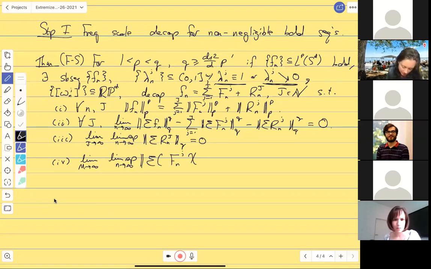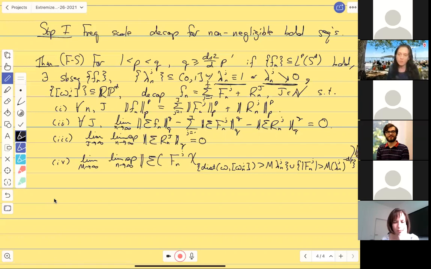So this times the characteristic function of the set where the distance from ω to ω_{n,j} is much larger than λ_{n,j}, or f_{n,j} is really large. This limit is equal to 0. So this is the sense in which f_{n,j} is really concentrating around this antipodal point.